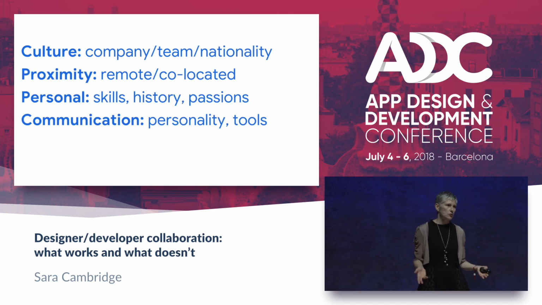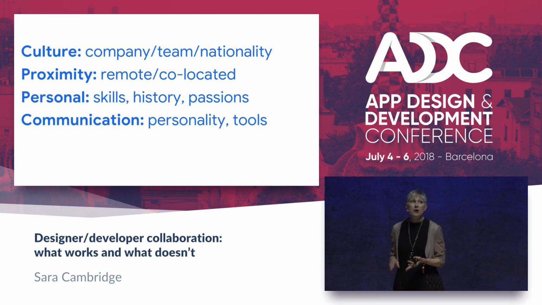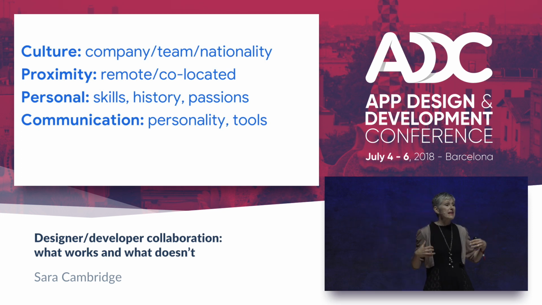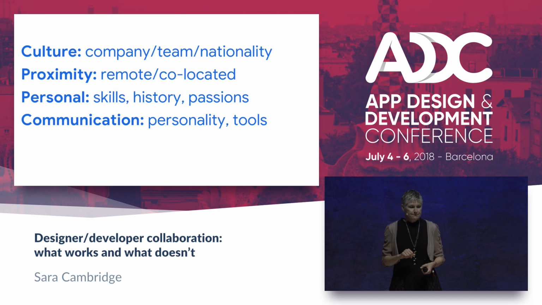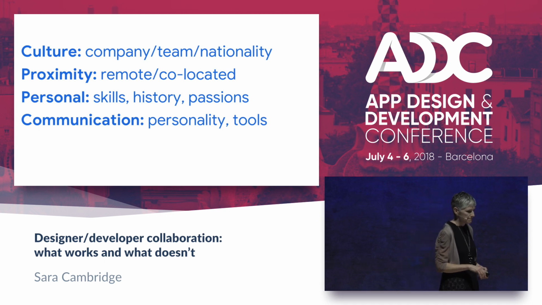So the first is culture. You've got the company culture, the team culture, and even nationality. And when we think about culture, a lot of that's about leadership and things that we don't necessarily control ourselves. The second is proximity. Are your colleagues remote or co-located? That hugely impacts how you work together.